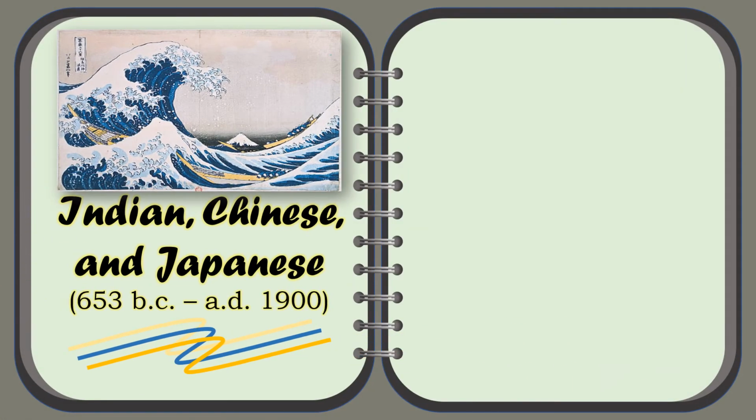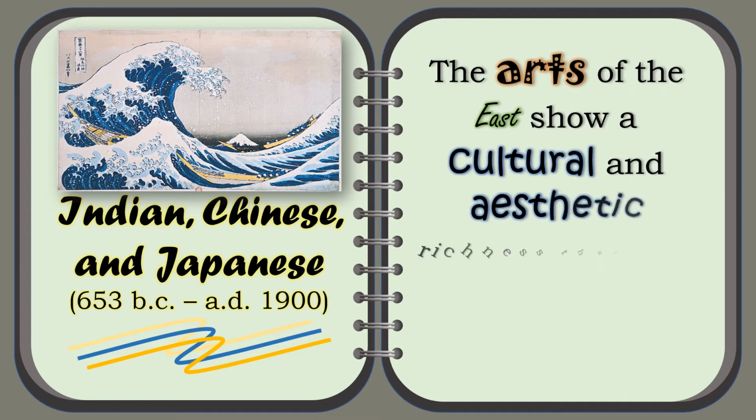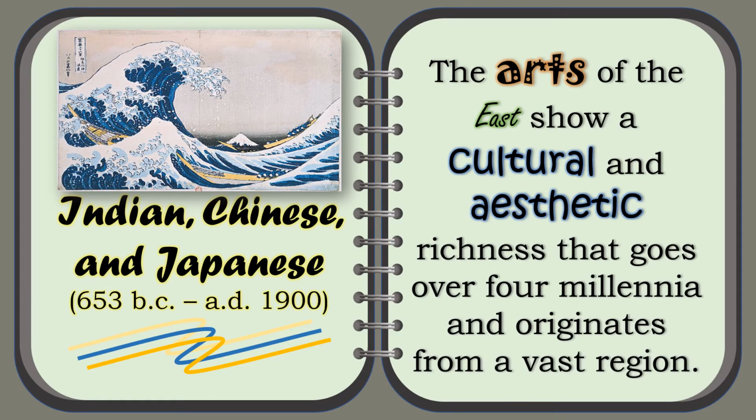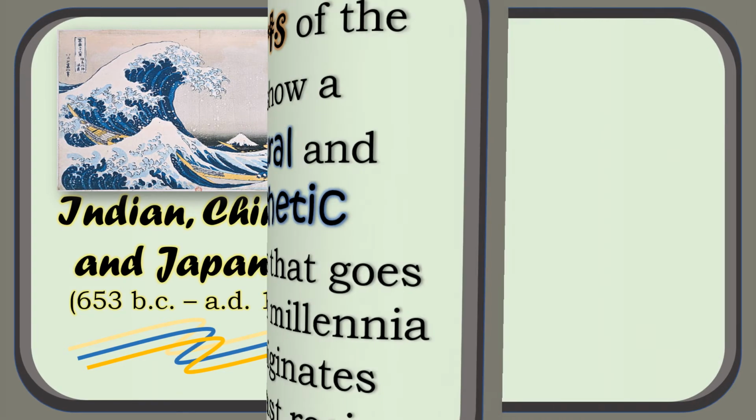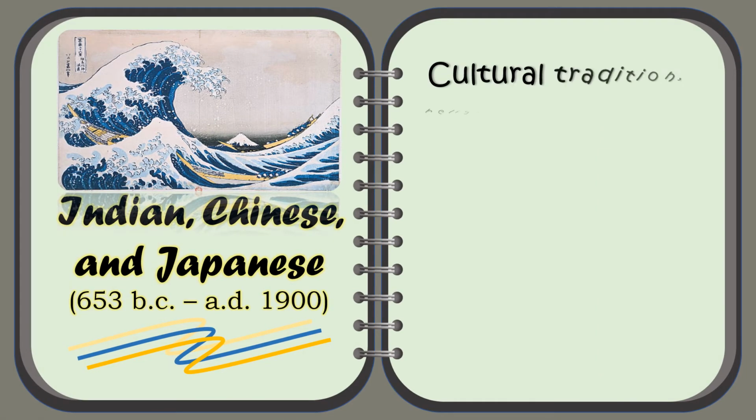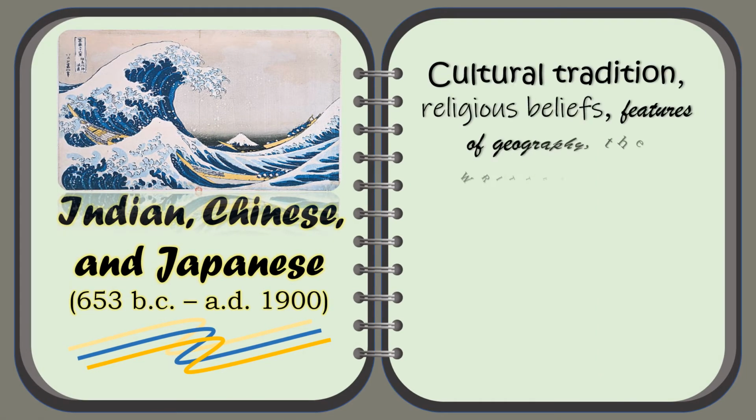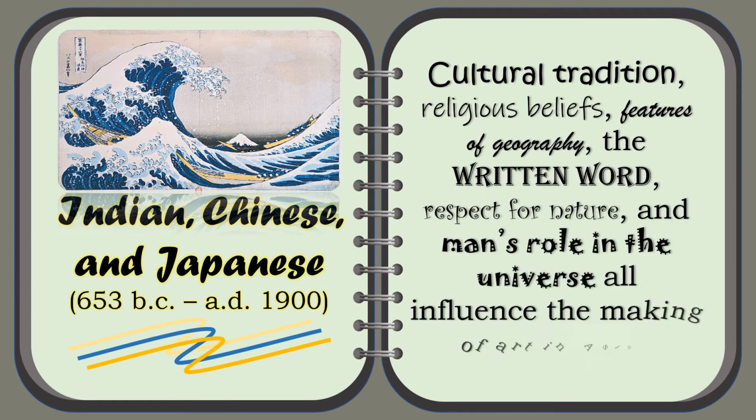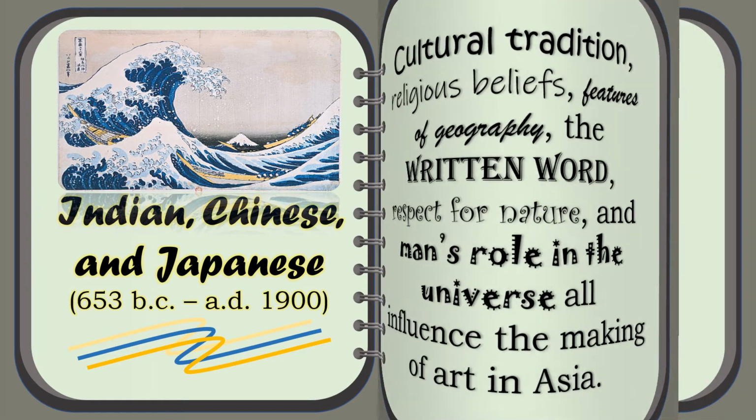Indian, Chinese, and Japanese period. The arts of the East show a cultural and aesthetic richness that goes over 4 millennia and originates from a vast region. Cultural tradition, religious beliefs, features of geography, the written word, respect for nature, and the role of man in the universe, all influence the making of art in Asia.